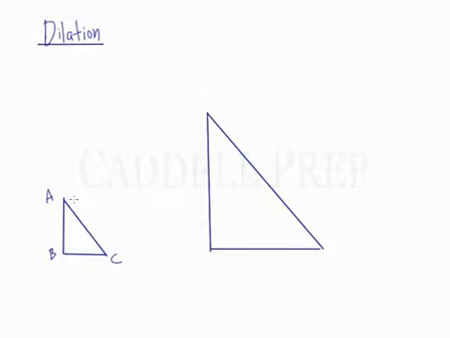This point here corresponds with A. This will be A prime. This point will be B prime. And this point on the triangle will be C prime. So dilating is just making something larger or smaller. A dilation is a transformation in which a specified scale factor is given.